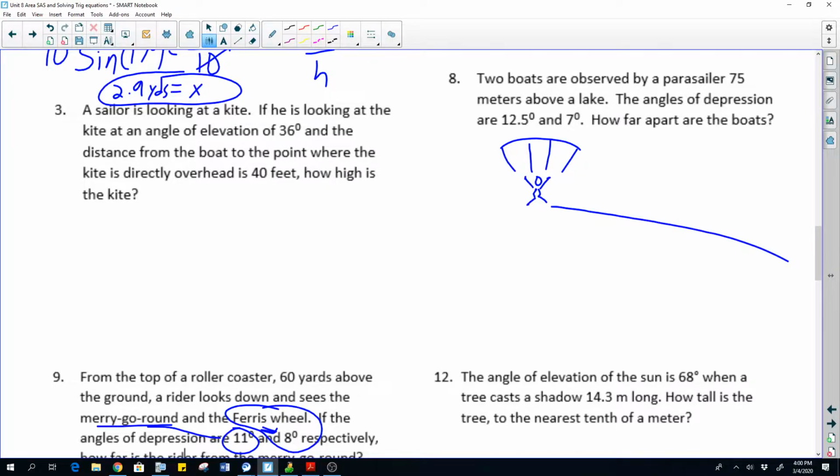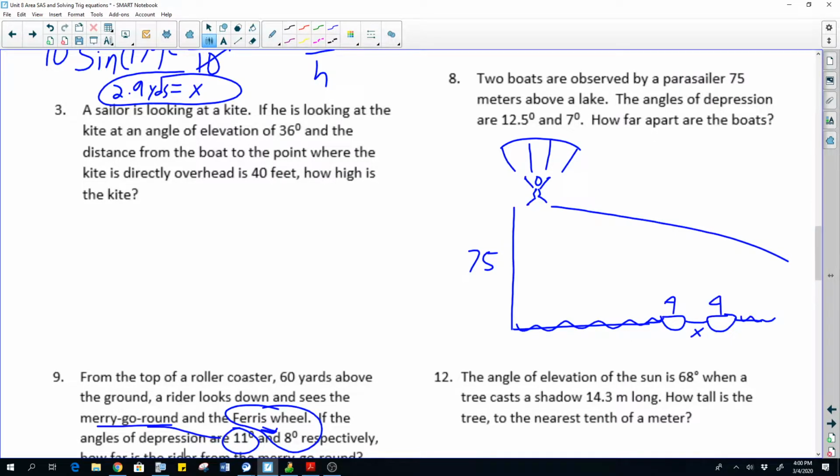And then we have two boats that are observed by the parasailer, 75 meters above. So he is 75 meters above a lake. The angles of depression are 12.5 and 7 degrees. How far apart are the boats? Okay, so that means we're going to have a couple of boats going on there. Let's go ahead and put a boat right here. And a second boat. So we've got our two boats on the water, and we want to know how far apart these boats are.